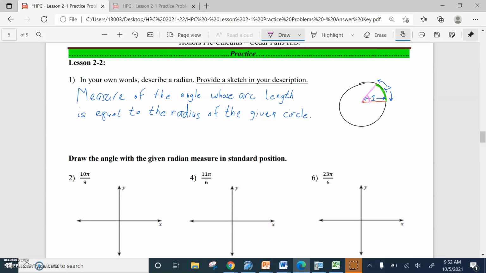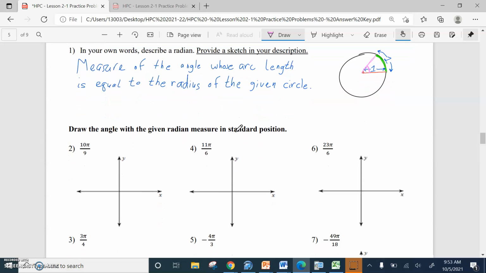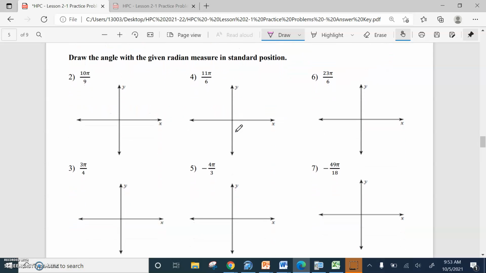So anyways, that's how you figure out a radian. No matter how big or small your circle, the radius changes, but the arc length will stay the same in that regard, and that's how we can keep it consistent. So a radian is the measure of the angle that has the arc length equal to the radius of the given circle.